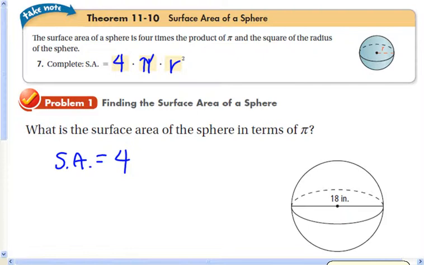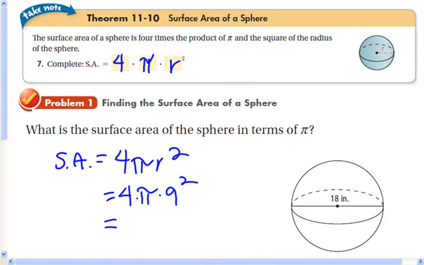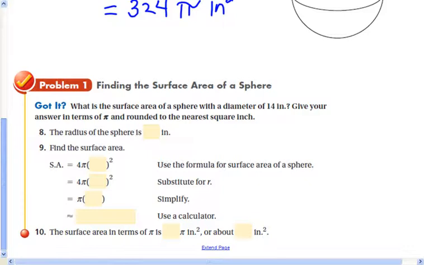So 4 times pi r squared, and in this case the radius is 9, so we're going to do 9 squared. And we want this in terms of pi, so we just need to multiply 4 times 81, which is 324 pi. And that is square inches since we're doing area. Alright, you try that.